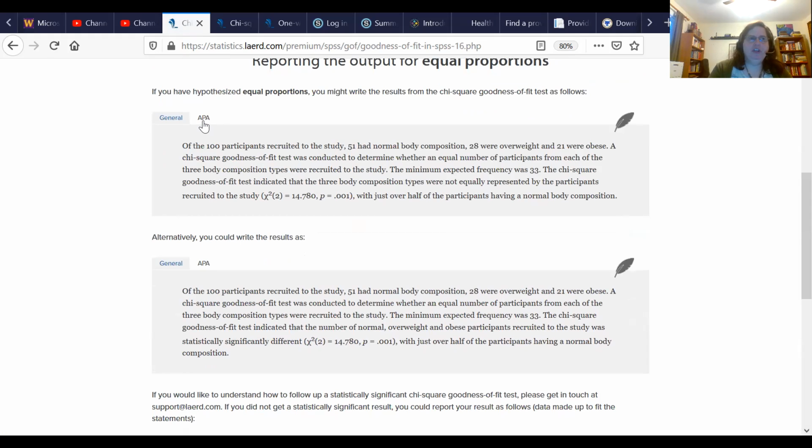Let me switch this over to APA. Now, there's 2 options here, and there's really only one sentence that's different between the 2 options. And I'll show you. The chi-square goodness of fit test indicated that the 3 body composition types were not equally represented by participants recruited to the study, and then it gives the chi-square.